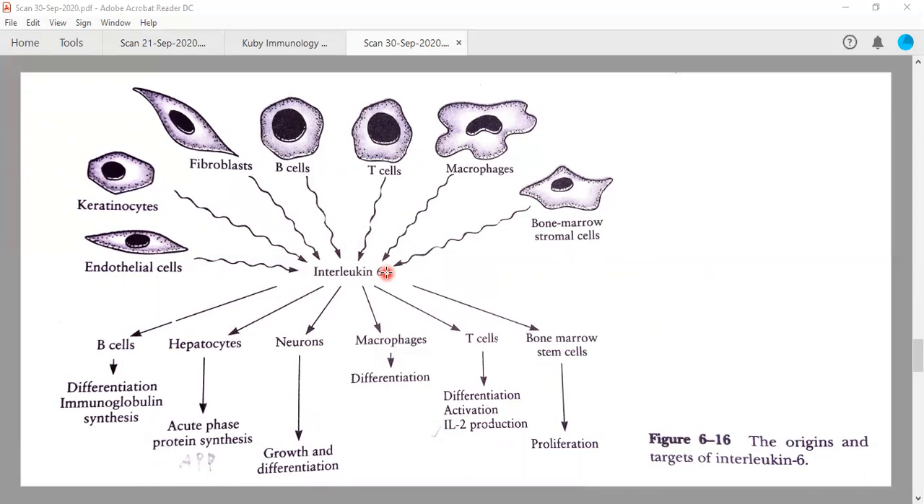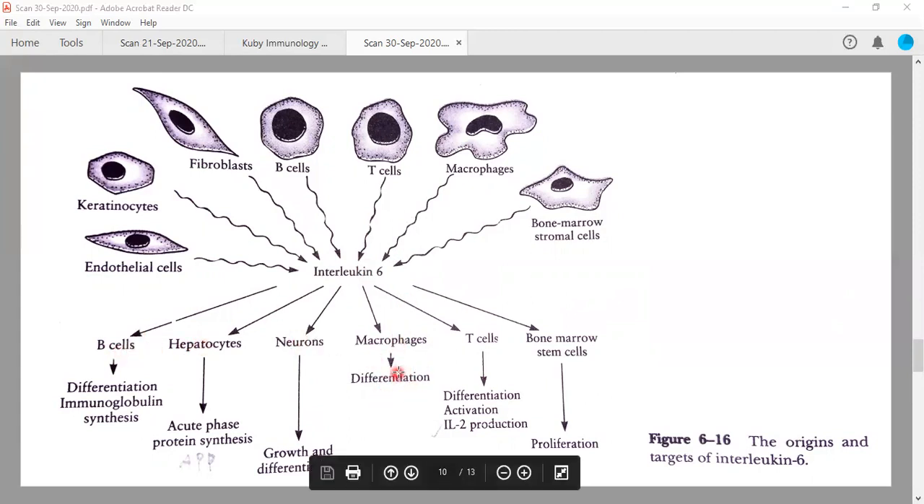There are some specialized cells in the bone marrow called stromal cells. They can also secrete this interleukin 6. Now, what is the role of interleukin 6? It is very diverse. It will activate the B cell, hepatocytes, neurons, macrophages. It will allow them to differentiate. T cells: differentiation, activation, interleukin 2 production. They will activate the bone marrow stem cells so that they can proliferate and differentiate, right? So there are a large number of functions, right?